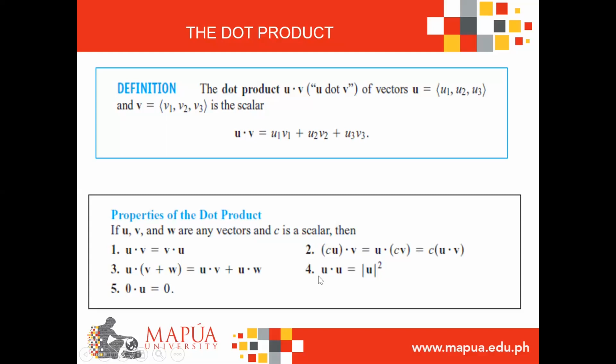Then for the fourth property, vector u dot vector u equals the square of the magnitude of vector u. And lastly, the fifth property, 0 times vector u equals 0.